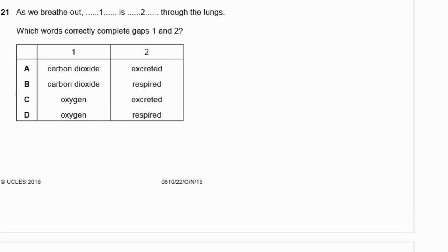First of all, do you get respiration through the lungs? You get respiration in the cells of the lungs. We don't get respiration through the lungs. So, something is excreted from the lungs. And what do we excrete? Do we excrete oxygen? No, we like to keep our oxygen. We excrete carbon dioxide, so the answer here is A.